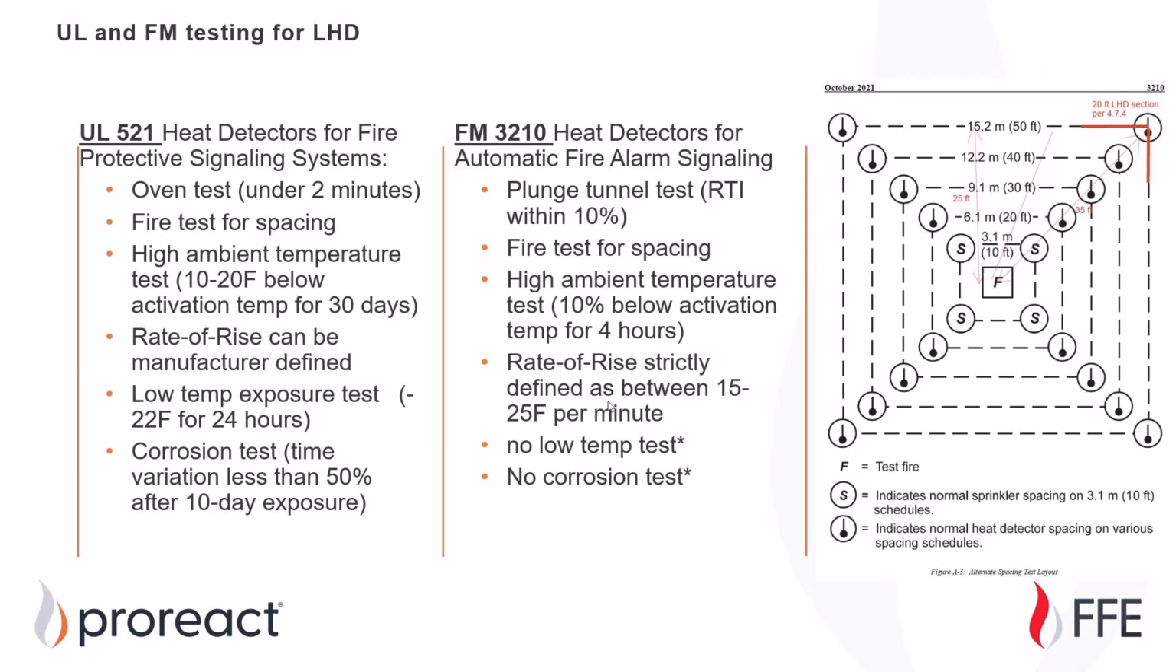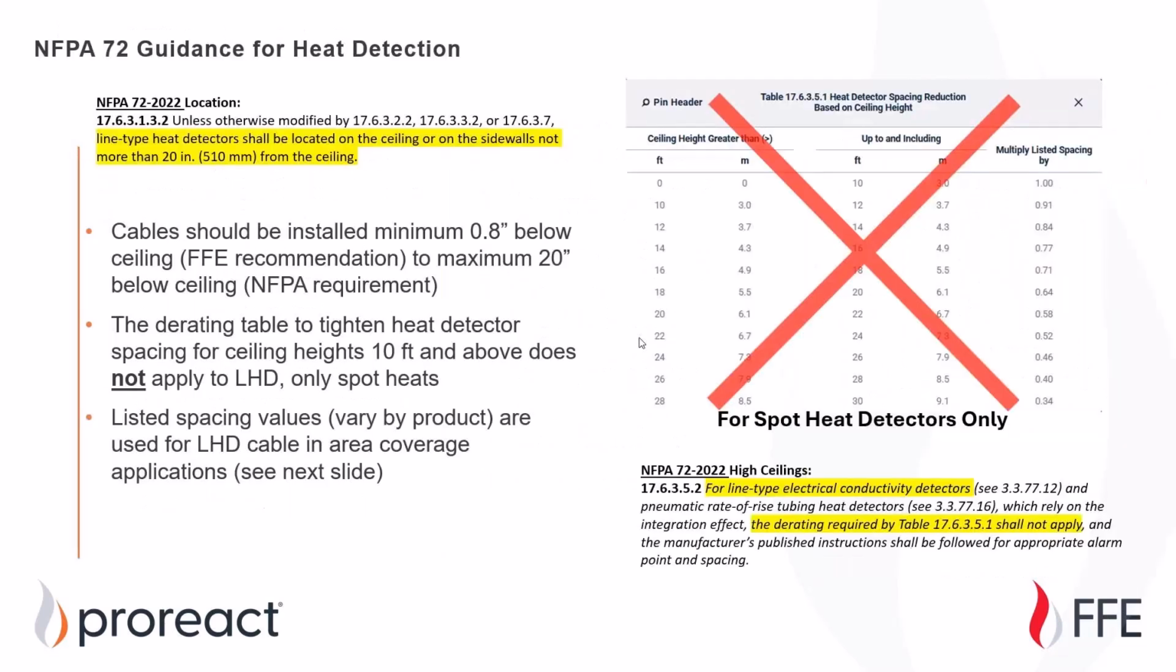And the FM 3210 plunge tunnel is similar to the oven test that's done by UL, and you have no low temperature test and no corrosion tests. But note that FM does have a lot of data sheets for specific applications. Those might have different requirements for different devices, say, like their cold storage FM data sheet, freezer storage. They might have different requirements where equipment needs to be suitable for different environments or be able to perform for different things.